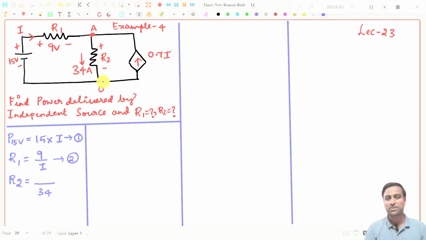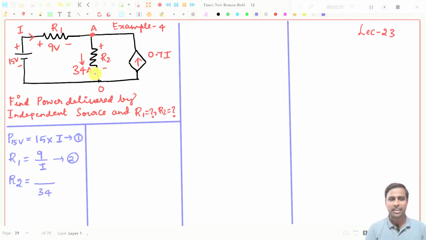If you know the voltage between these 2 points, then obviously we can find the voltage in the resistor R2. Like that, 9 volt is nothing but the voltage between these 2 points. So you need to find the voltage between these two points.